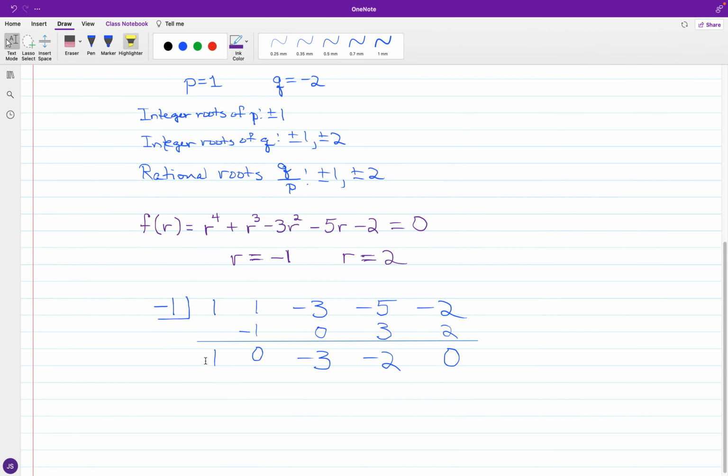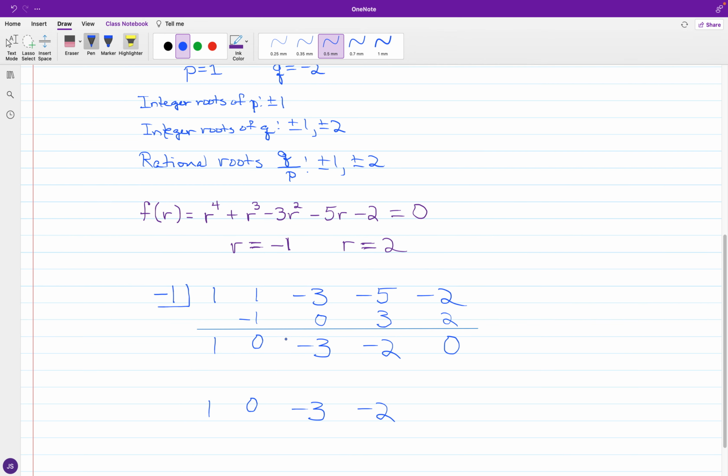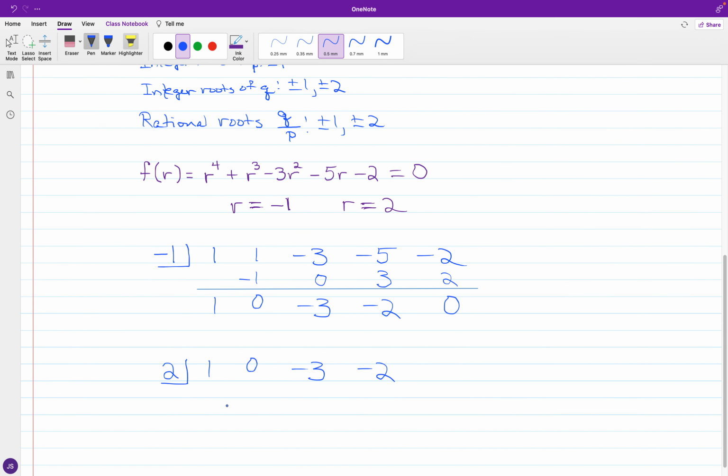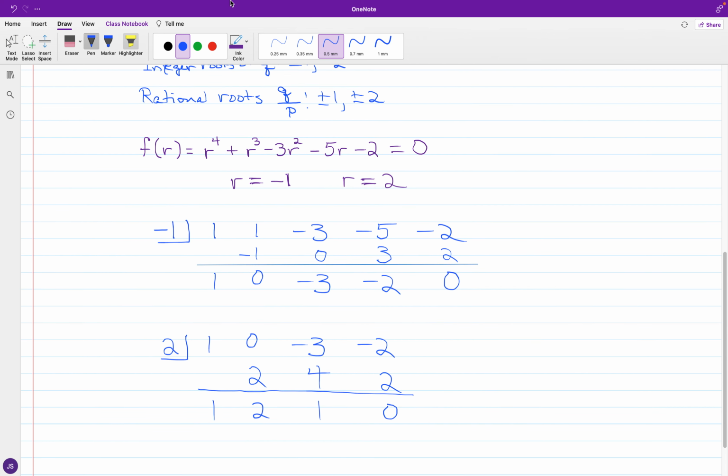And if I go through the next round of synthetic division, say if I draw out the number 2. So for this go round, with the synthetic division again, bring down 1, 2 times 1 is 2, 0 plus 2 is 2, 2 times 2 is 4, negative 3 plus 4 is 1, 2 times 1 is 2, negative 2 plus 2 is 0. Okay. So you have complete divisibility.